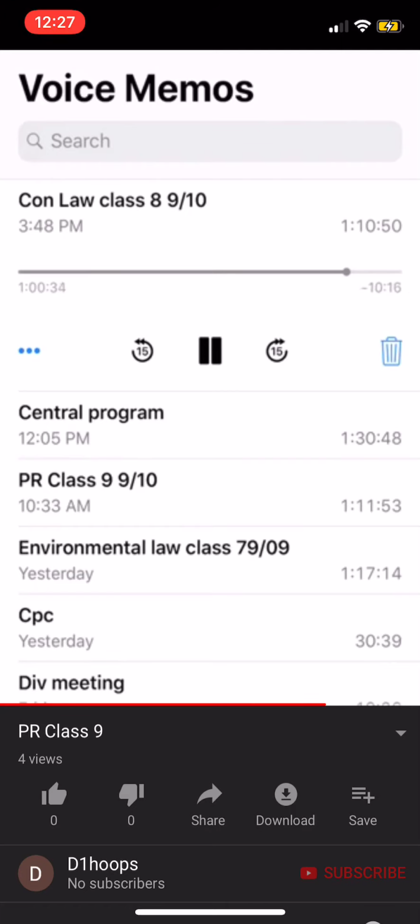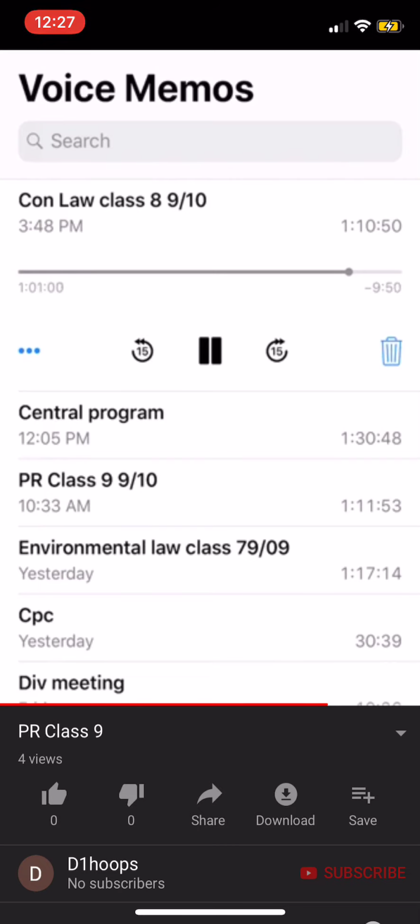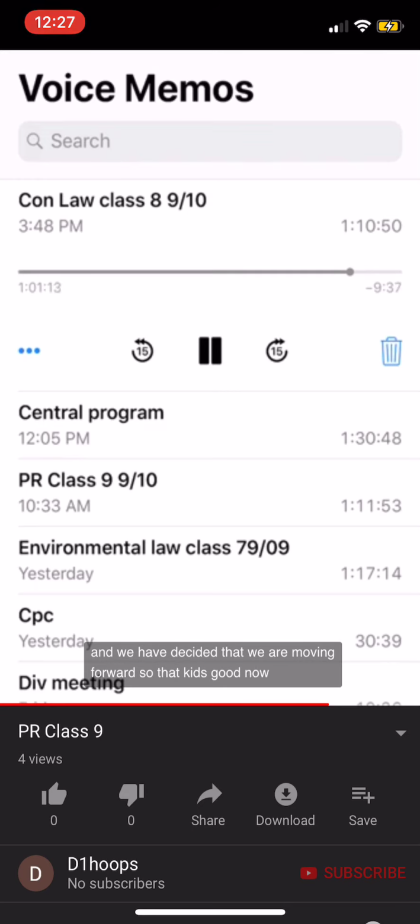Okay. All right. So problem 6.3 is where we are on page 277. This is a joint representation again, so we're all together up to this point. We have informed consent, and we have decided that we are moving forward. So everything's good. Now some of the things that we anticipated in this joint representation start to come to light. On page 277, we have concluded that we can represent them both. That's what we did in the last problem.